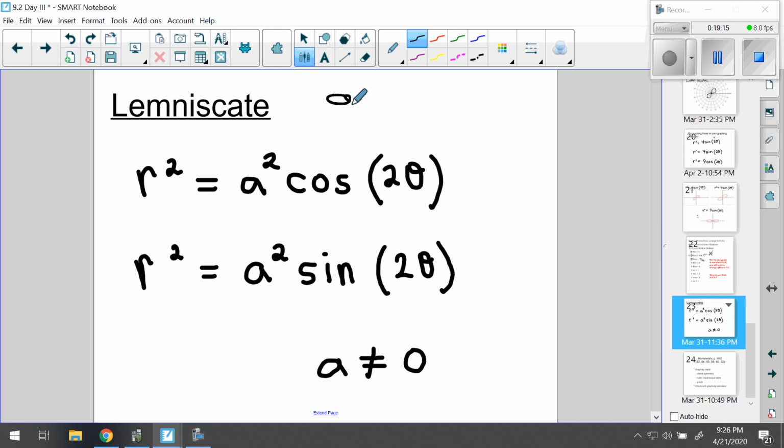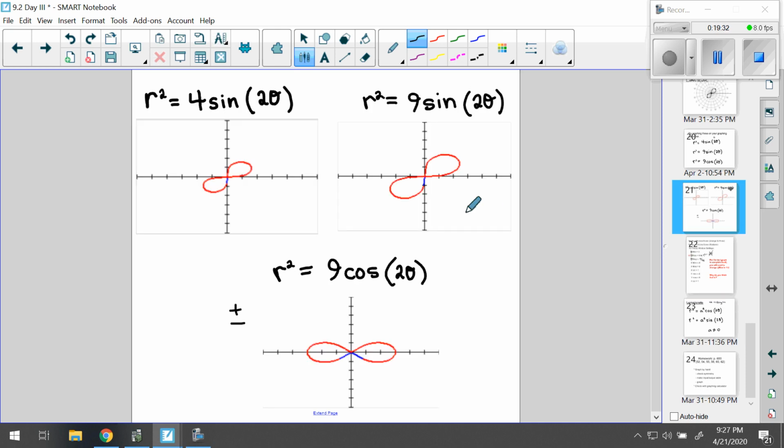So I guess technically a is still the length. It's just that the number in front is no longer a, it's a squared. And so if you need to know the length of that, make sure you take the square root of that value. And then the lemniscate can either have a cosine or a sine value. If it's a sine, remember it's going to look like one of these two graphs on top here. And if it's a cosine, it's going to be more hovering just above and below the polar axis, or the x-axis.